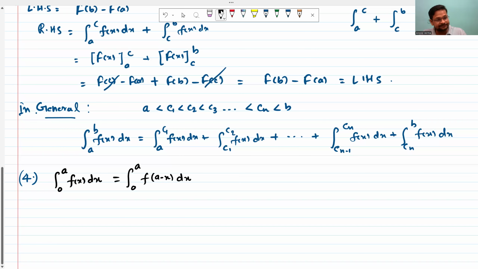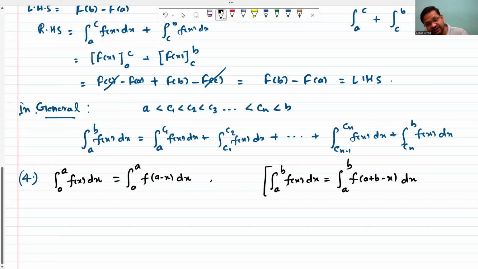Even though it is not given in your textbook, if you have some a to b of f(x) dx, it is just equal to a to b of f(a plus b minus x) dx. This is a more general form of this result. Okay, so let us prove this first one, that you can replace this x. Here we replaced x with a minus x, and you will get the same result.